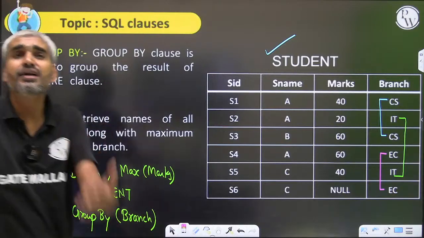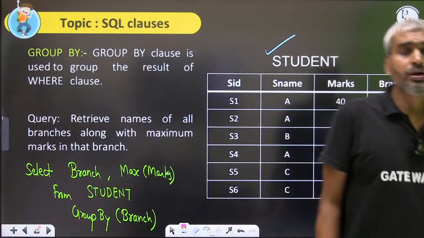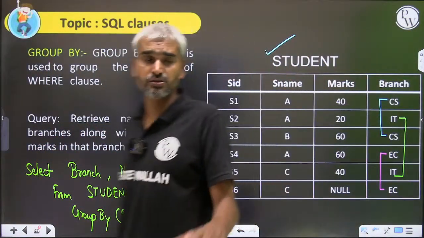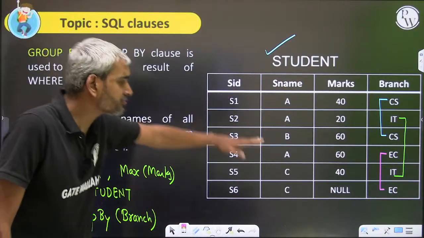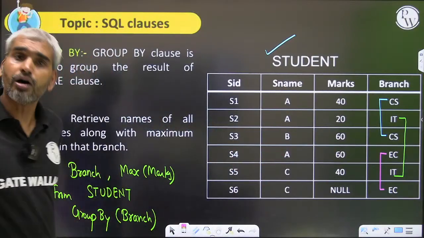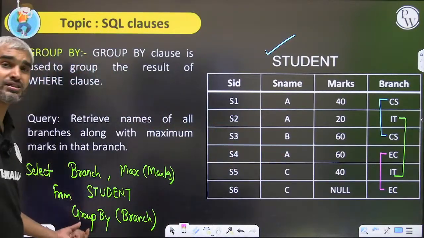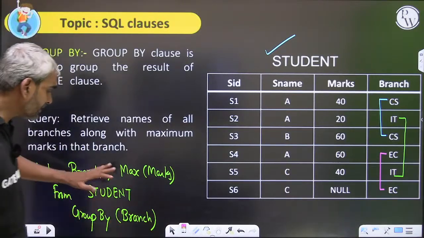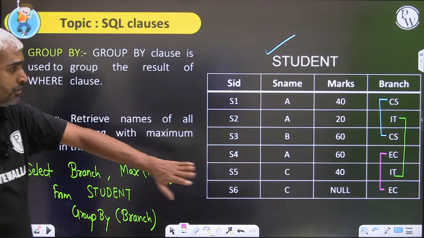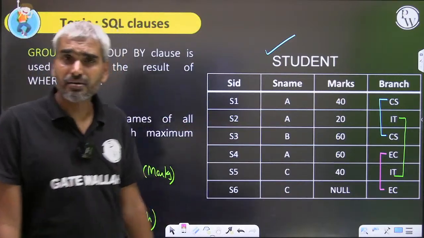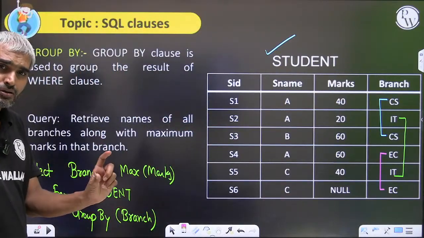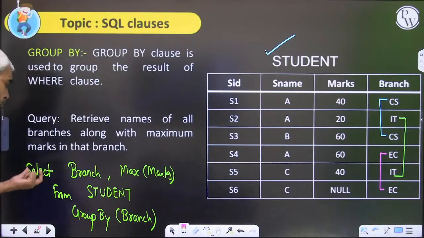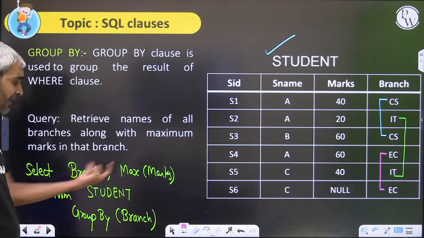Sir, there is no having condition. So basically all the groups will be selected, because we are not selecting a specific group based on a certain condition. Now all the groups are selected, but finally after having, you will go to select, and in select you will produce branch and max of marks.